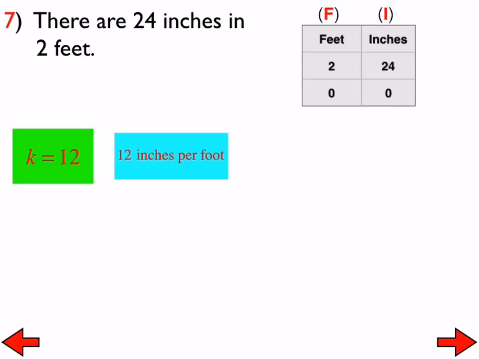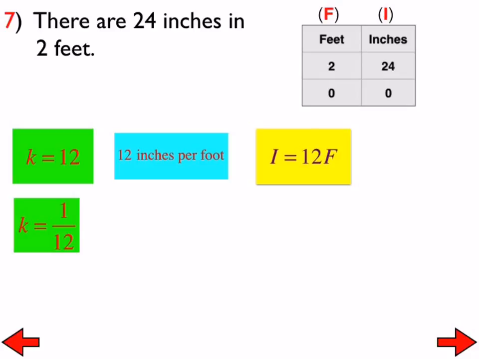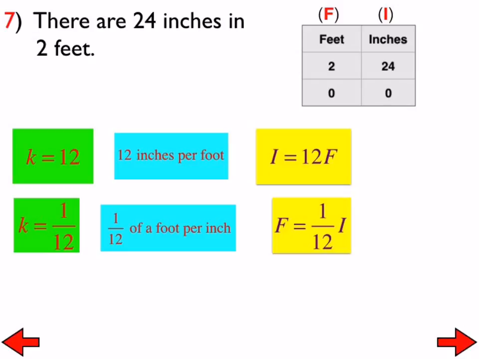K is 12. Unit rate is 12 inches per foot. Equation is I equals 12F. Going the other direction, K is 1/12. The unit rate going that direction will be 1/12 of a foot per inch. And F equals 1/12 I.